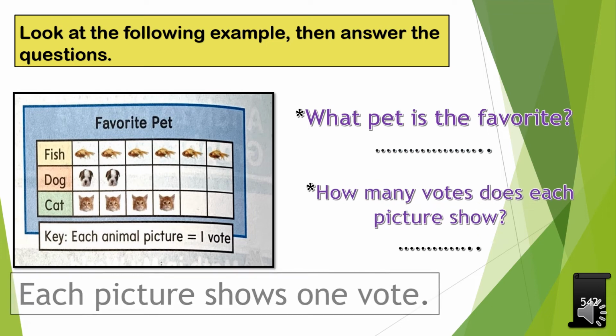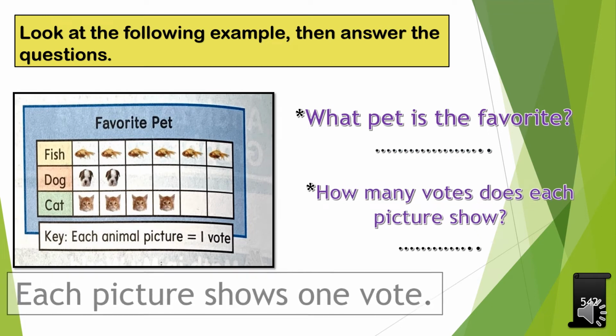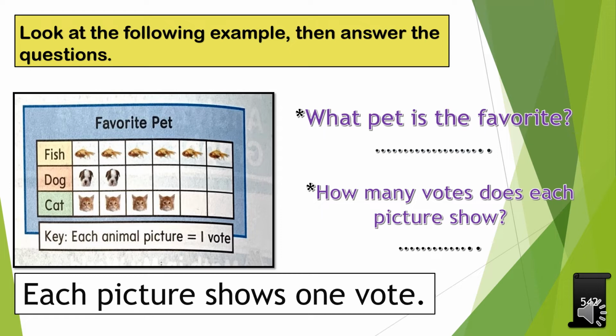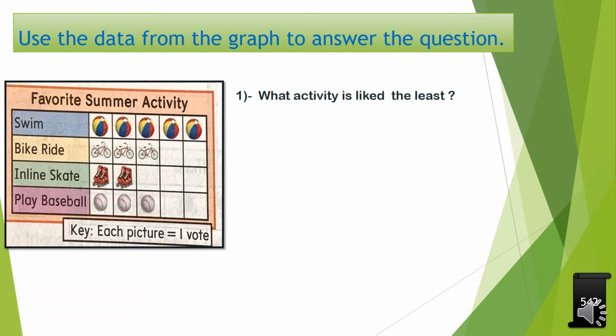Question number 2. How many votes does each picture show? As we said before, each picture shows one vote. So only one vote for each picture. Let's move to the second exercise.